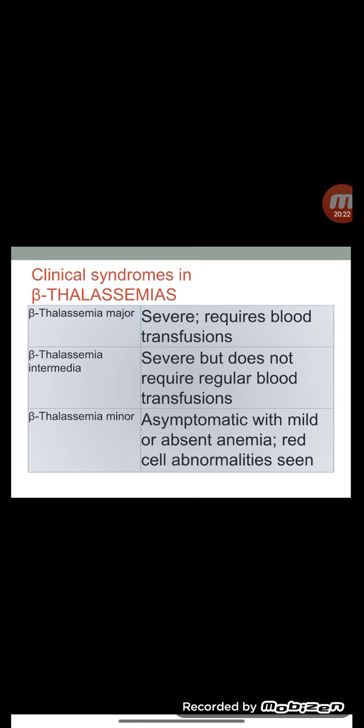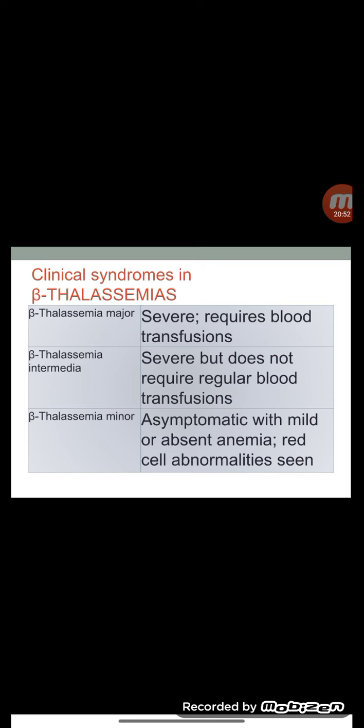And clinical syndromes in beta thalassemia. First one is beta thalassemia major. This is the homozygous state. Severe, requires blood transfusion frequently, and incompatible with life unless diagnosed early, and blood transfusions and other medications are started early in life. Beta thalassemia intermedia, severe but does not require regular blood transfusions. And beta thalassemia minor, asymptomatic with mild or absent anemia, though red cell abnormalities are seen.